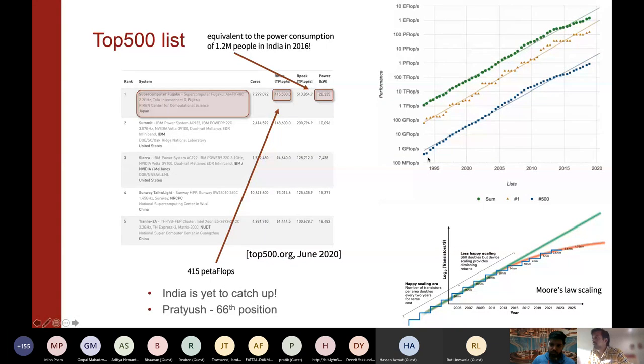And on the right is the same plot of this Top 500 list, but over the years from 1995 to 2020. The blue dots are the 500th, the last computer on the list, and its performance on the y-axis. We can see that it's increasing. And the yellow triangle is the first computer on the list. It's increasing. And the green is the total power of all the computers in the list.